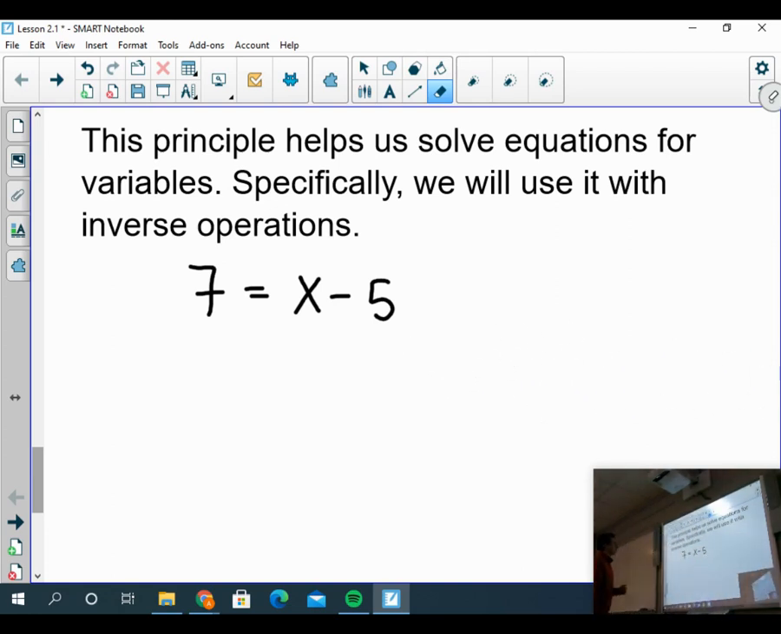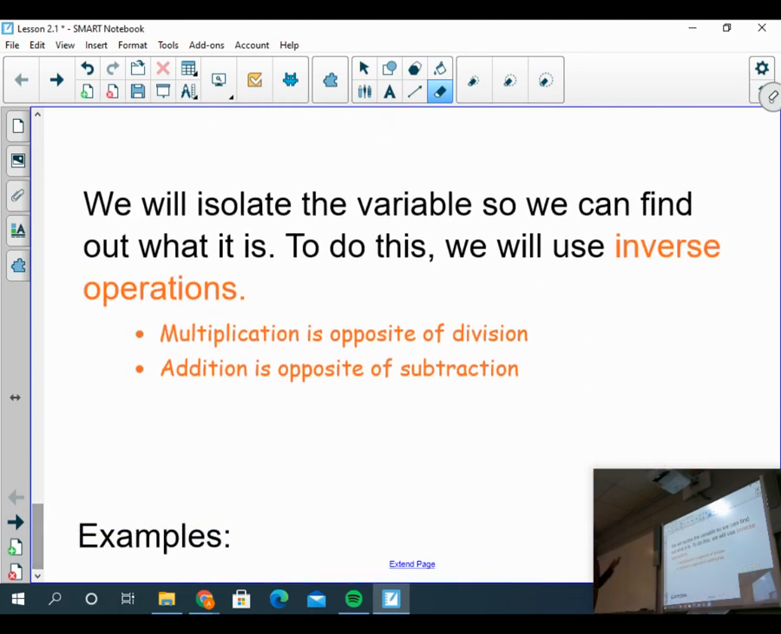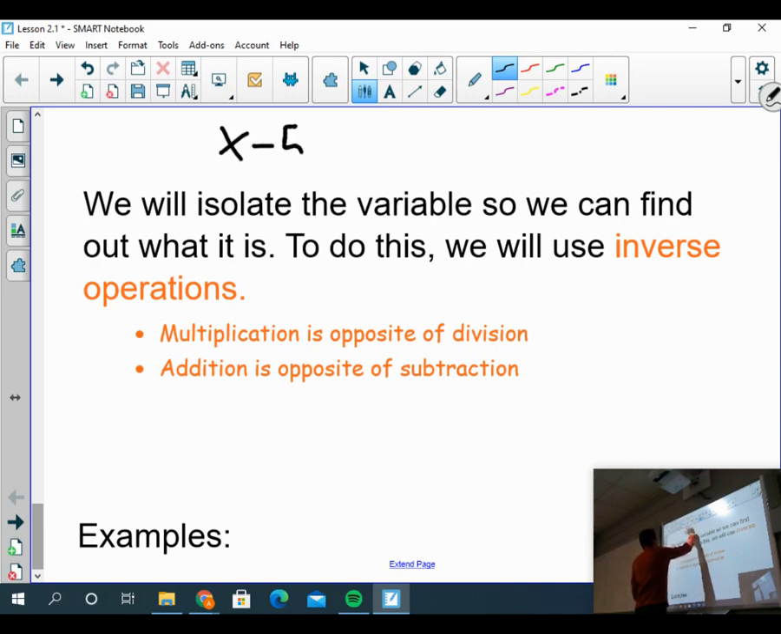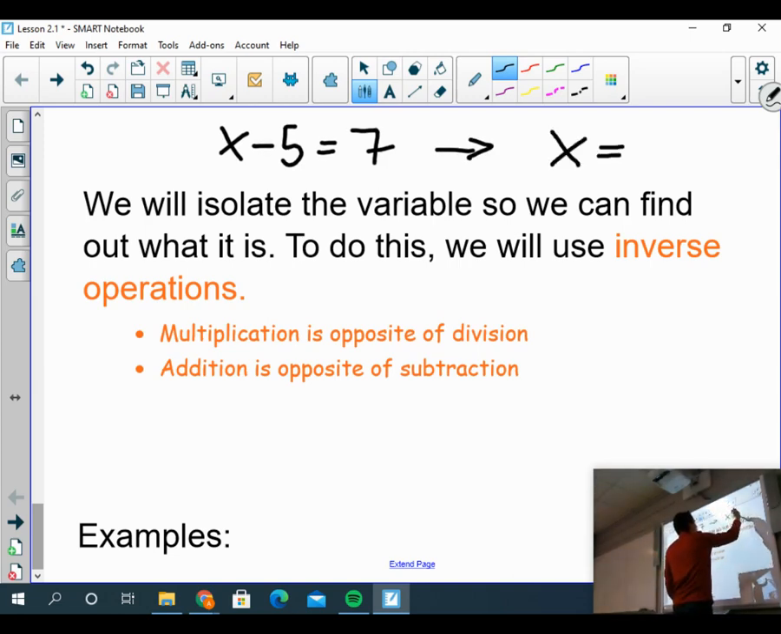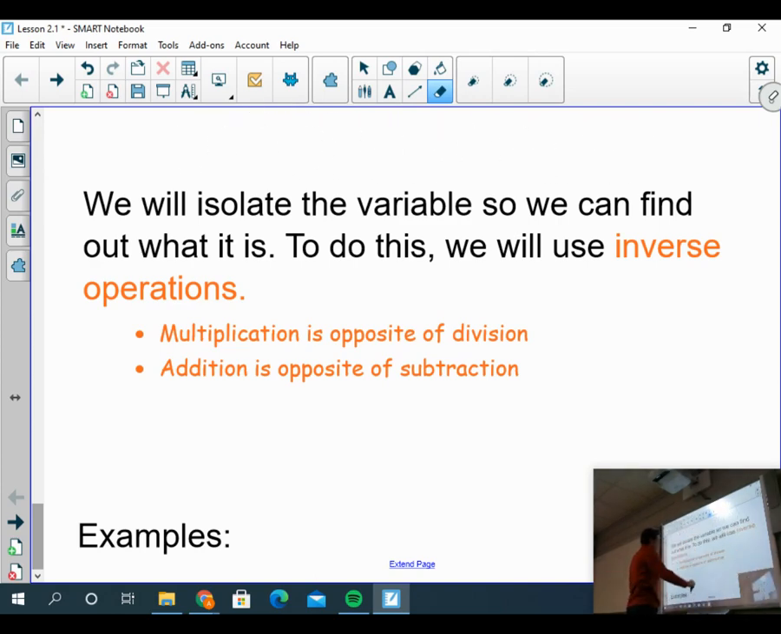And the idea is based on inverse operations. What we're going to do is isolate the variable so we can find out what it is. It's a whole lot easier to tell what the variable is when it's by itself. What do I mean by that? Well, ideally, we will transition from x minus 5 equals 7 to x equals something. In other words, x is by itself. If we get the variable alone on one side, it will just say what it is. So how do we do that? Well, we're going to use inverse operations.